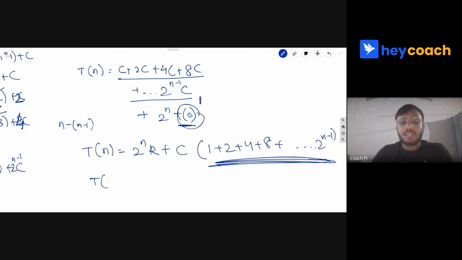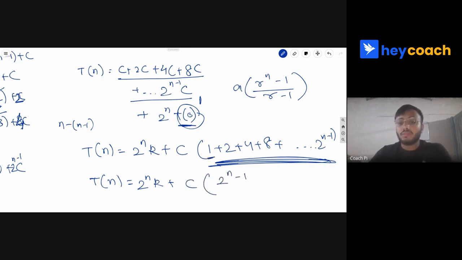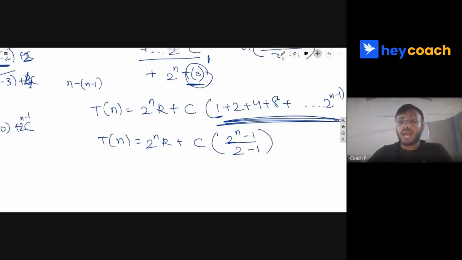If this is a GP series, you know the sum of GP is what? It is a into r to the power n minus 1 upon r minus 1 for a finite GP series, right? A here is 1, r is 2, total there are n terms, so it will become something like this. Now it will become 2 to the power n k plus c into 2 to the power n minus 1.